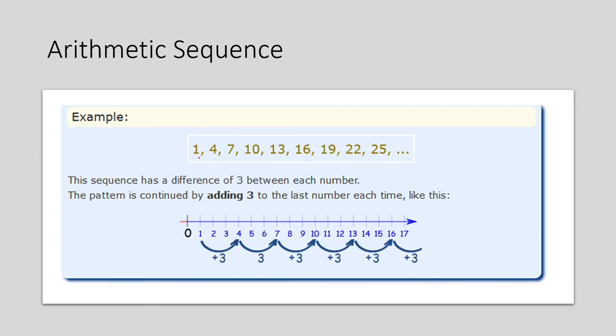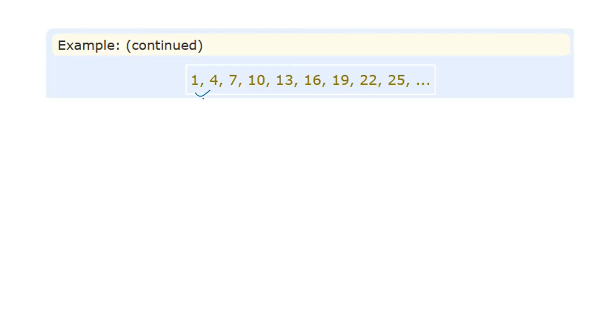So if you look at this sequence, 1, 4, 7, 10, 13, 16, 19, 22, 25, you will notice that the difference from each number is 3. 1 plus 3 gives me 4, 4 plus 3 gives me 7, 7 plus 3 gives me 10. So each of the numbers has a common difference of 3. We know from each of the numbers we have to add 3 to get to the next one. Now let's look at it very carefully.